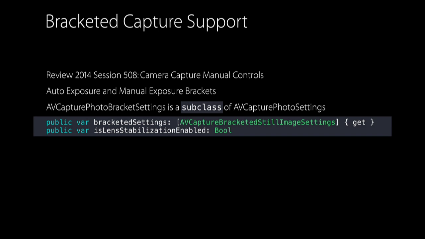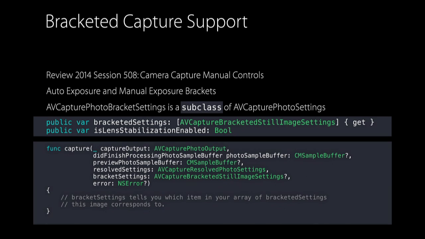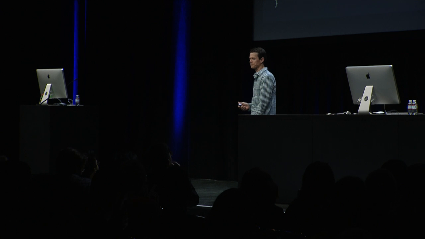So you recall the timeline I just showed you on the previous slide where the photo was delivered to the didFinishProcessingPhotoSampleBuffer callback. When you request a bracket of, say, 3 images, that callback is going to be called 3 times, once per image. And the 5th parameter tells you which particular bracket settings in this image request this corresponds to.